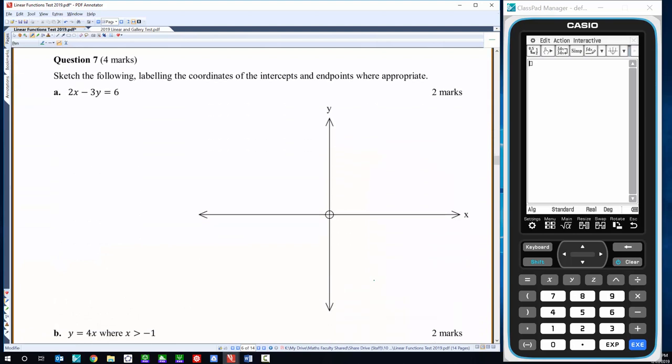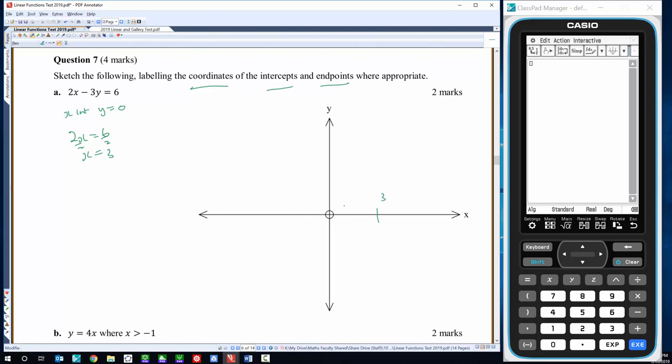So a couple of graphs here. For this one here, we want to make sure that we label the coordinates of intercepts and endpoints where it's appropriate. So this won't have any endpoints because it hasn't got a restricted domain. In this form here, it's quite easy to get the x-intercept and the y-intercept. So x-intercept when y is equal to 0. So let's sub y equals 0. That's going to give us 2x equals 6. Divide by 2, divide by 2, x equals 3.